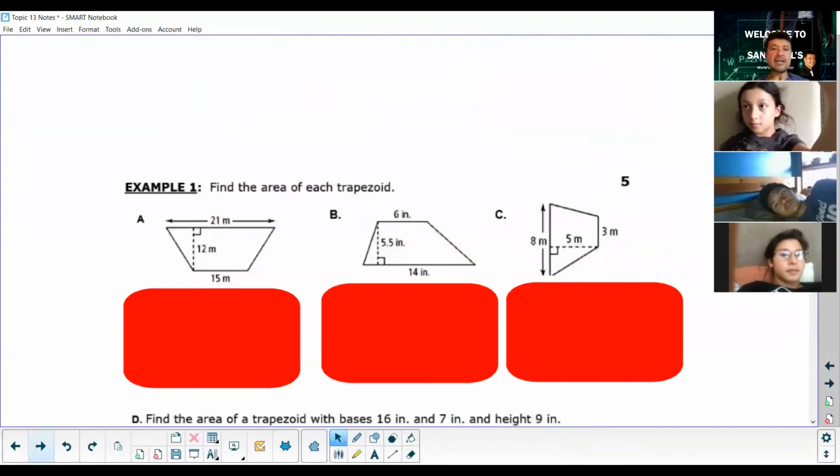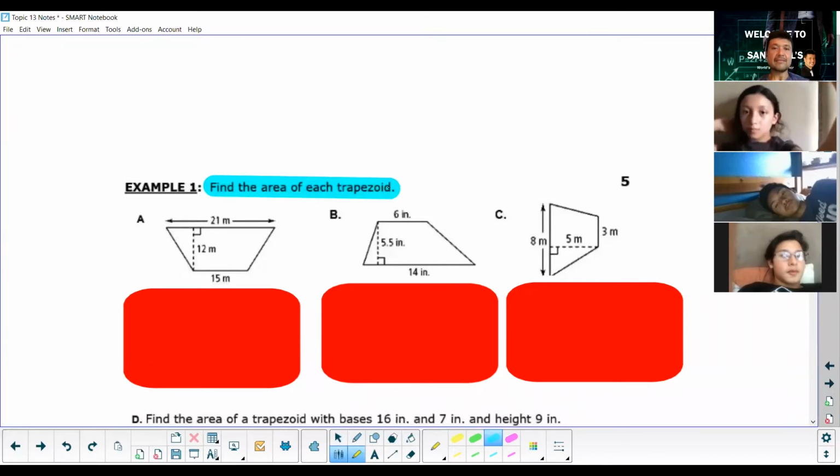Now, Max, go ahead and read example 1. What does it say? Yeah, I think you're trying to say find the area of each trapezoid. All right, excellent. Max, lead us through this. How would I find the area of this trapezoid?